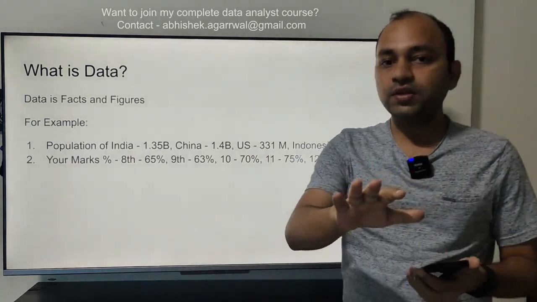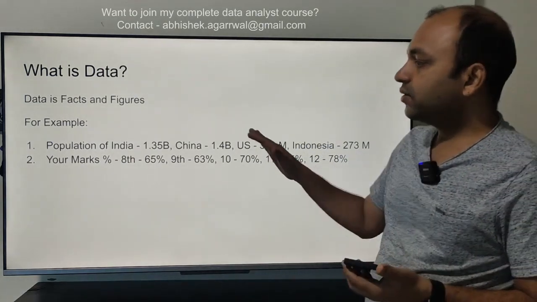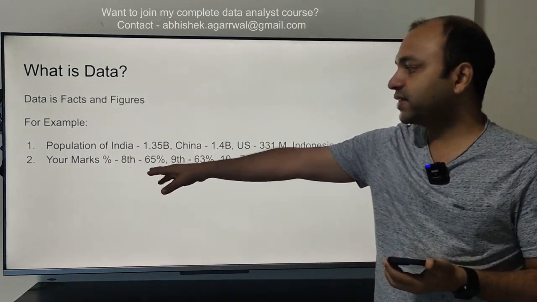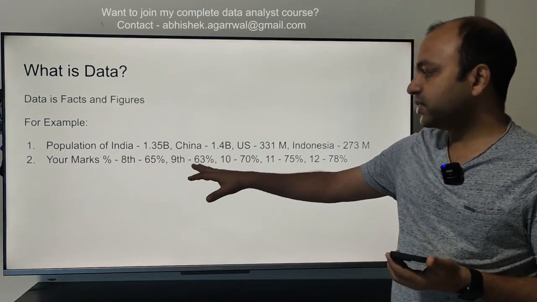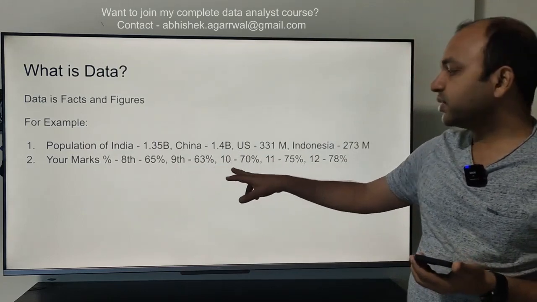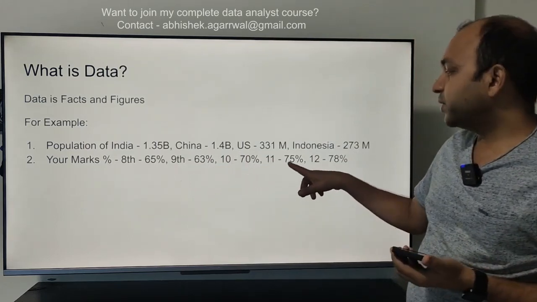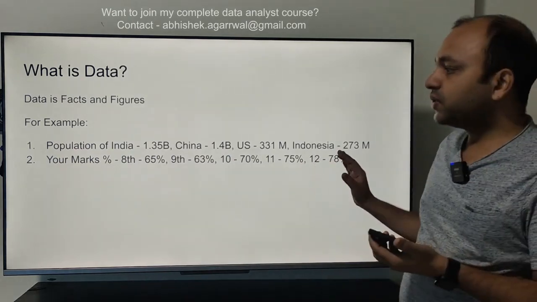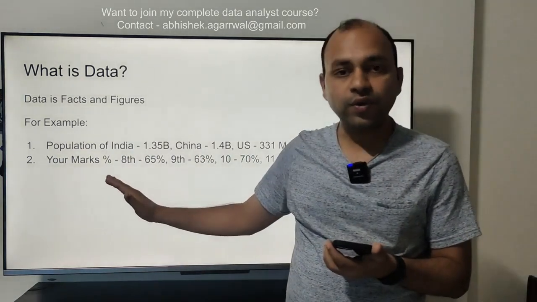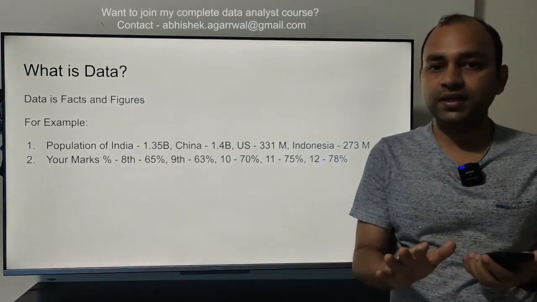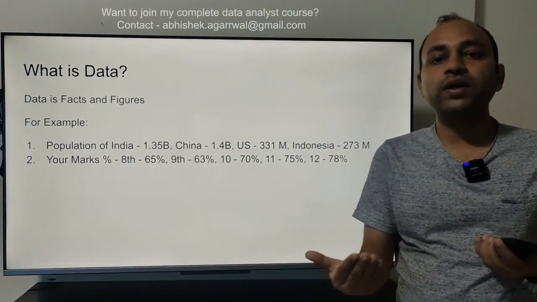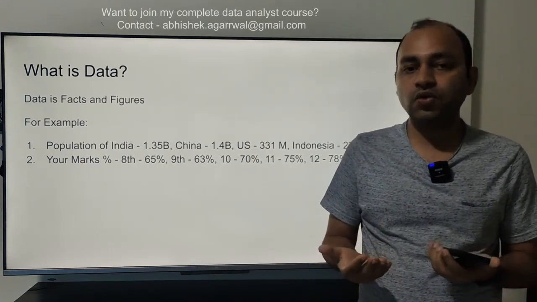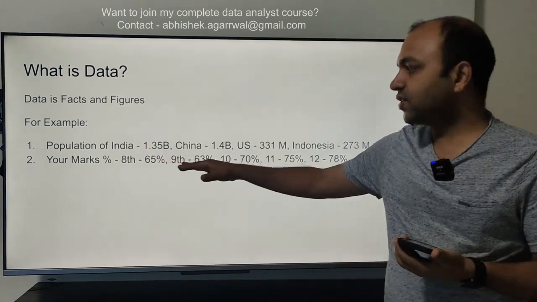Now this is very personal to you. Let's say, as a hypothetical example, you have got these marks: in 8th standard 65%, 9th standard 63%, 10th standard 70%, 11th 75%, and in 12th standard you got 78%. Now if you see, this is also one form of data, that is your own personalized data. If you want to understand your performance, or how many marks you have secured over the years, this is what you get.